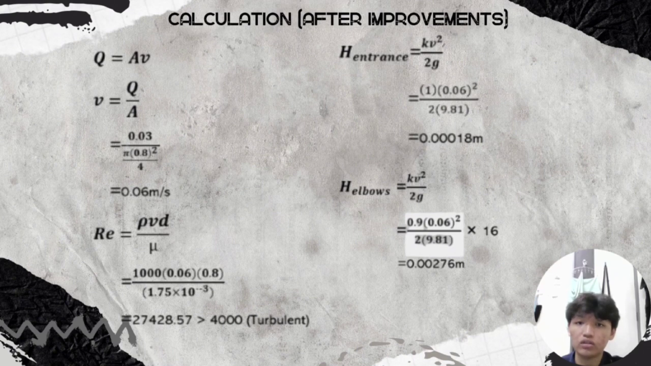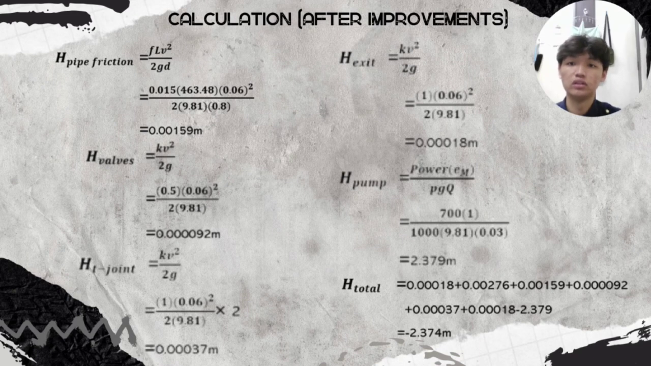Next, head loss for entrance, H entrance. So the K value of entrance loss is 1, velocity is 0.06, so 1 times 0.06 squared divide 2 times 9.81, so we get the answer 0.0018 meter. Next, H elbows. The K value for elbows is 0.9. 0.9 times 0.06 squared divide 2 times 9.81, and then the answer we times 16 because we have 16 pipes. So the answer is 0.00276.